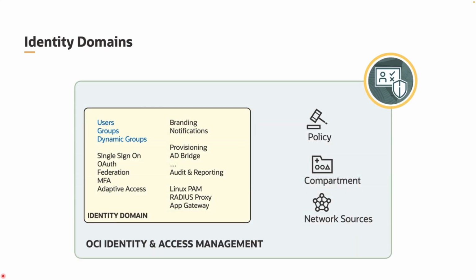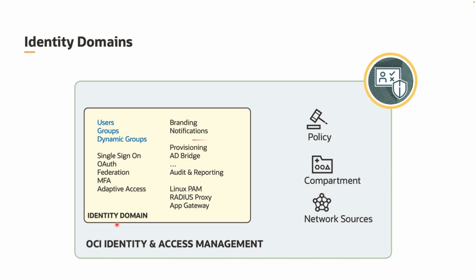Now, as you can see in the graphics here, within the identity and access management service, we have this concept of identity domain, which is like a container, or you can think of it as a metadata that allows you to easily manage users, groups, dynamic groups, and also allow you to secure applications using OAuth, federation, and then allow you to enable multi-factor authentication and configure adaptive security.